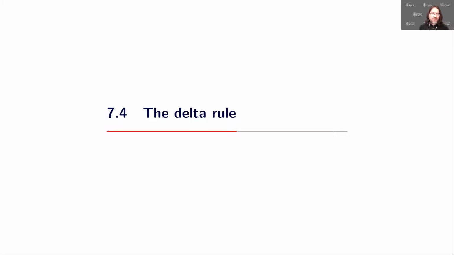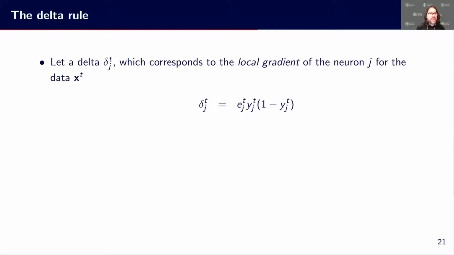Now we are going into the more fancy stuff: getting the update rules for neurons on hidden layers. As such, we will make use of what we call the delta rule. The delta rule means that we are computing some kind of delta_jt, which we can see as a local gradient. It's maybe approximate as a definition, but let's call this the local gradient of the neuron j for the data x_t. So, for the output layer, the delta_jt is equivalent to that thing.